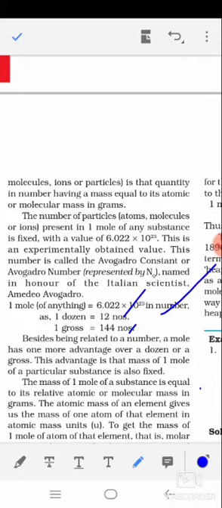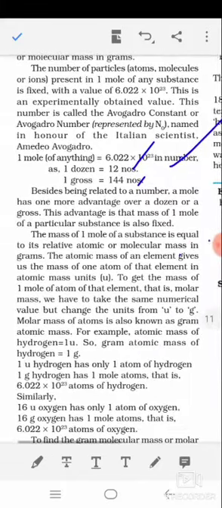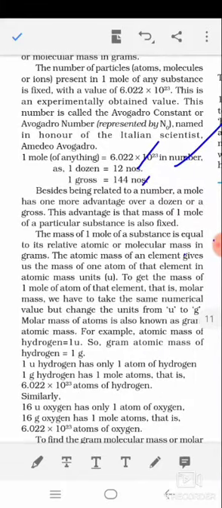The mass of 1 mole of a particular substance is also fixed. What is it? The mass of 1 mole of a particular substance is always fixed. What is this actually?